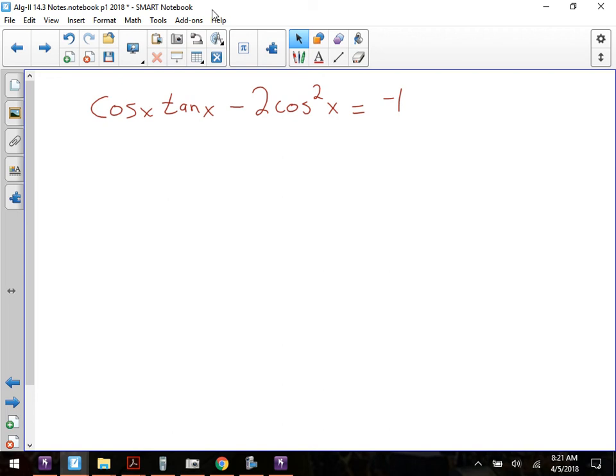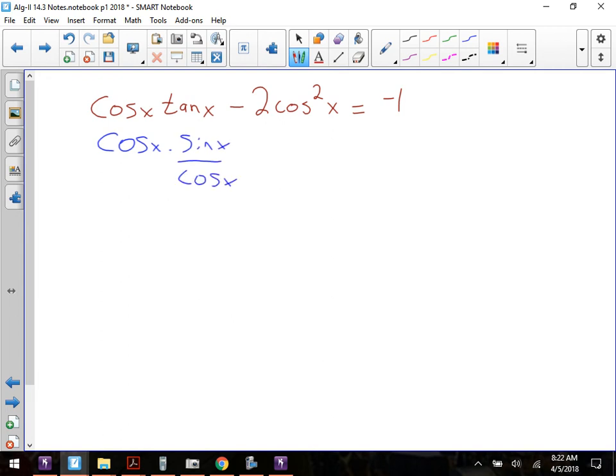What happens here is that sometimes they'll embed a quick simplify prior to being able to do a Pythagorean switch. And this is a prime example of that. So what happens here is that you get cosine times sine over cosine. That simplifies first. And then you're left with sine x minus 2 cosine squared. And now you would rewrite cosine squared in terms of sines by saying it's 1 minus sine squared. Now here's where you're going to screw up.